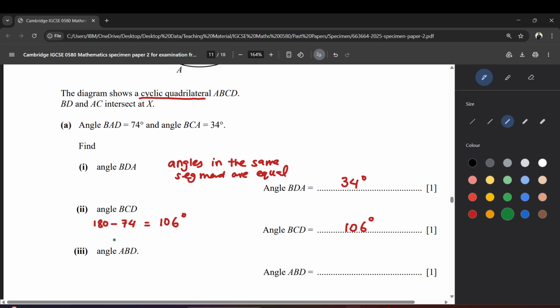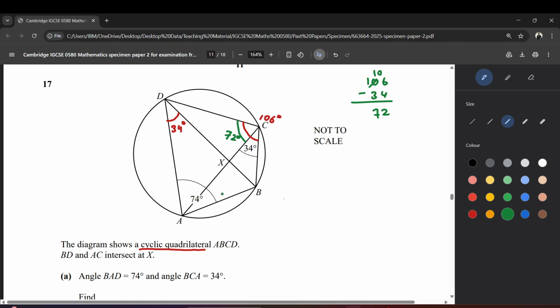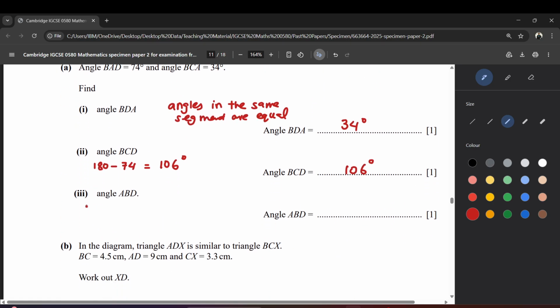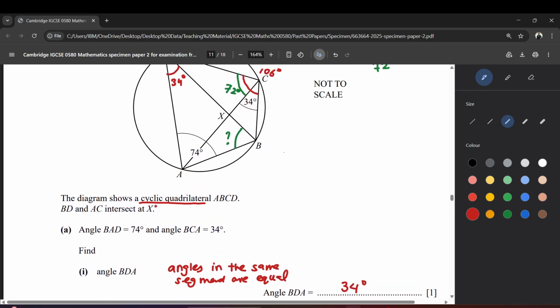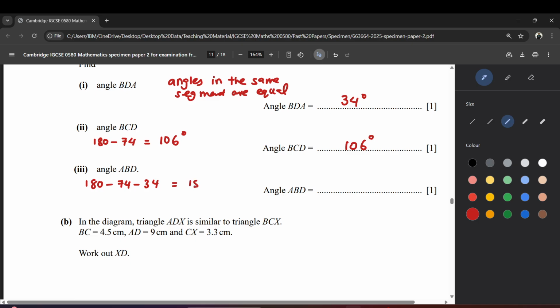Now we need to find angle ABD, so this angle. We can see that this is a triangle, so all we have to do is use the fact that the sum of angles in a triangle equals 180 degrees. So we can say 180 minus 74 minus 34. That is 180 minus 108, so that should be 72 degrees.